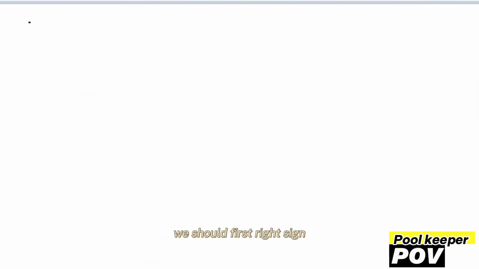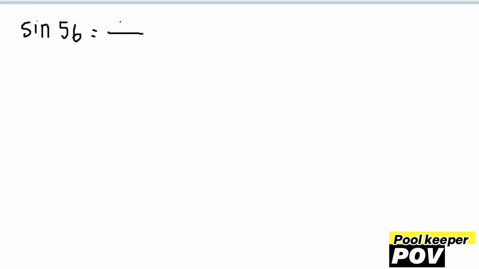Now that we know what trigonometric ratio we're going to be using, we can now solve this problem. So we should first write sine, which is our trigonometric ratio. Then 56 degrees, which is our reference angle, equals opposite over hypotenuse. And 6 is our opposite because it's the height given by the boss. Then x for the hypotenuse, which is the length of the slide.